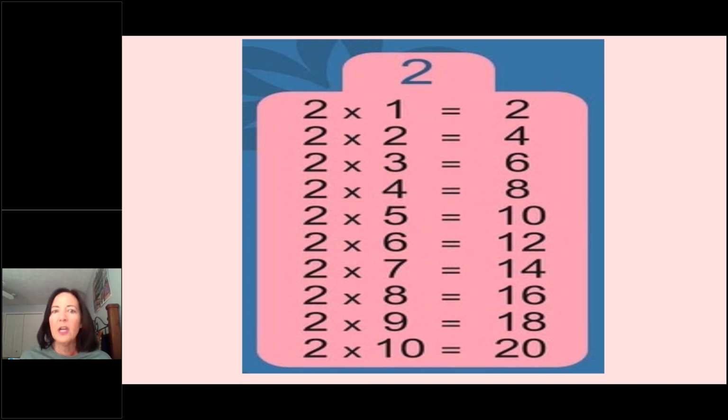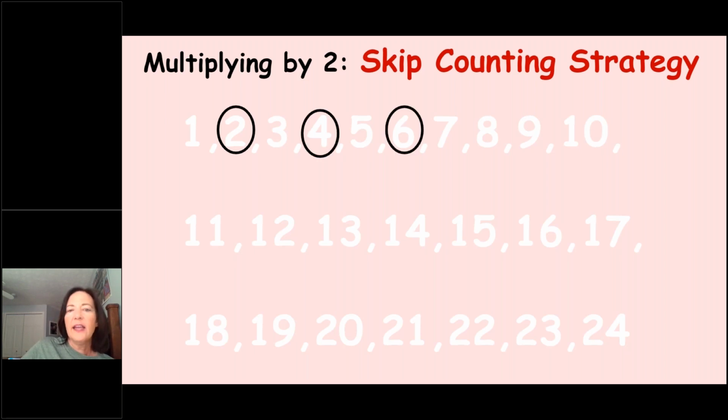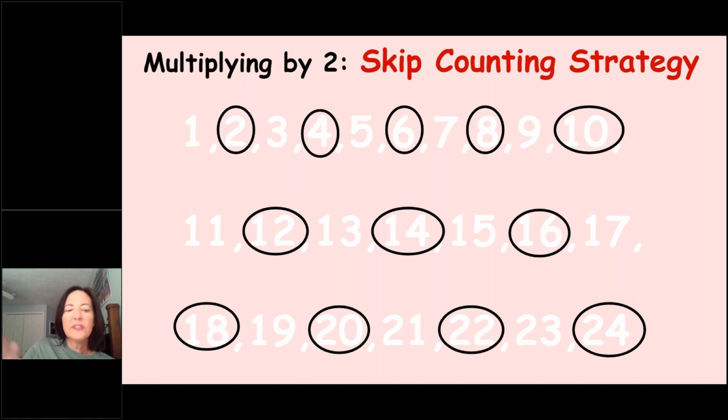And many people are pretty strong with their twos. It's not really a problem. If you happen to be a person who struggles a little bit with the twos, there are 2 strategies that I like. First one is called skip counting. So if you're good at counting by the even numbers, it would be like 2, 4, 6, 8, 10, 12, 14, 16, 18, 20, 22, 24.